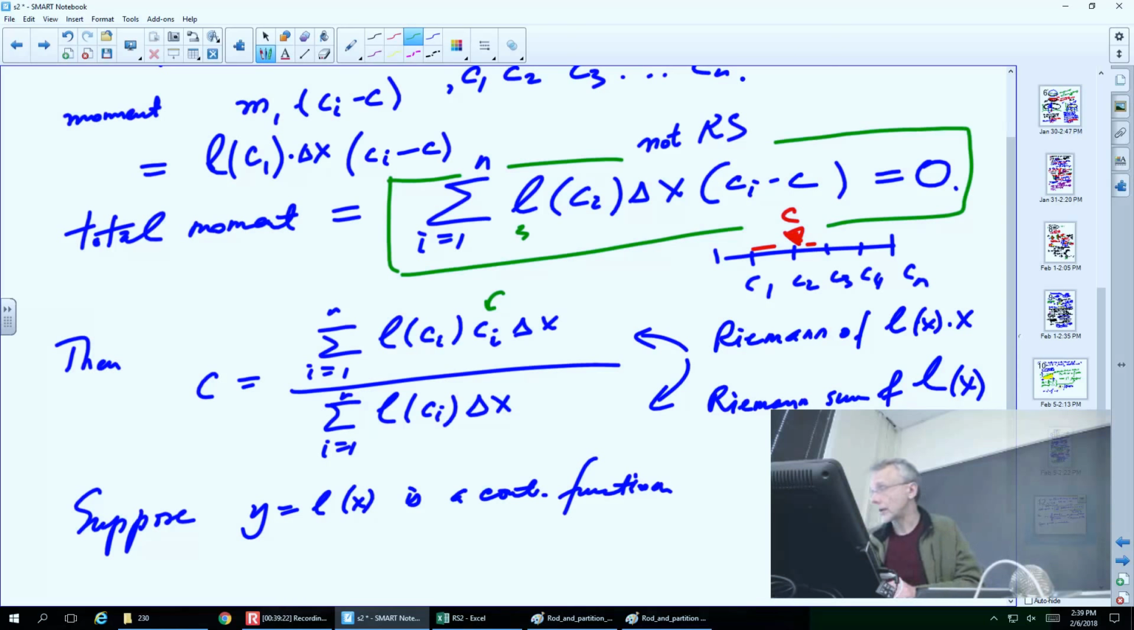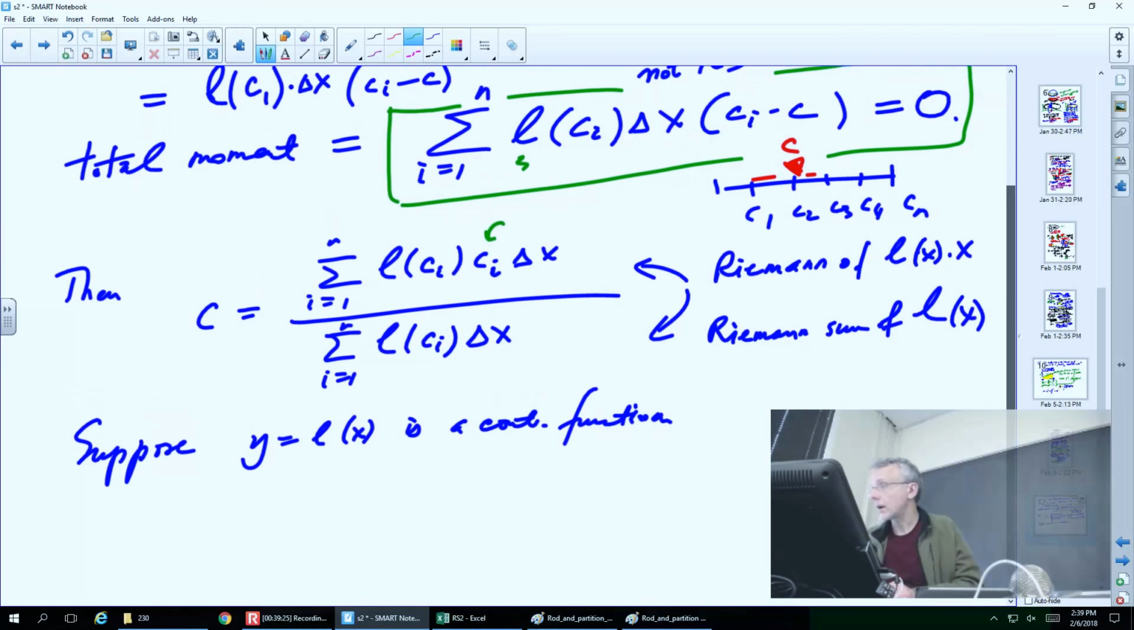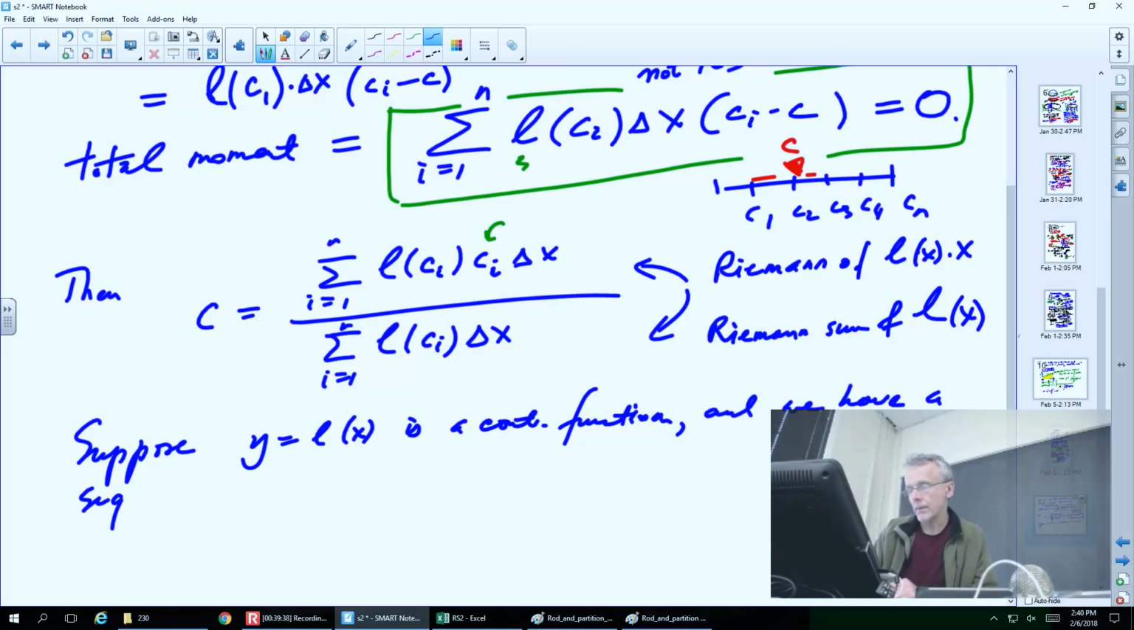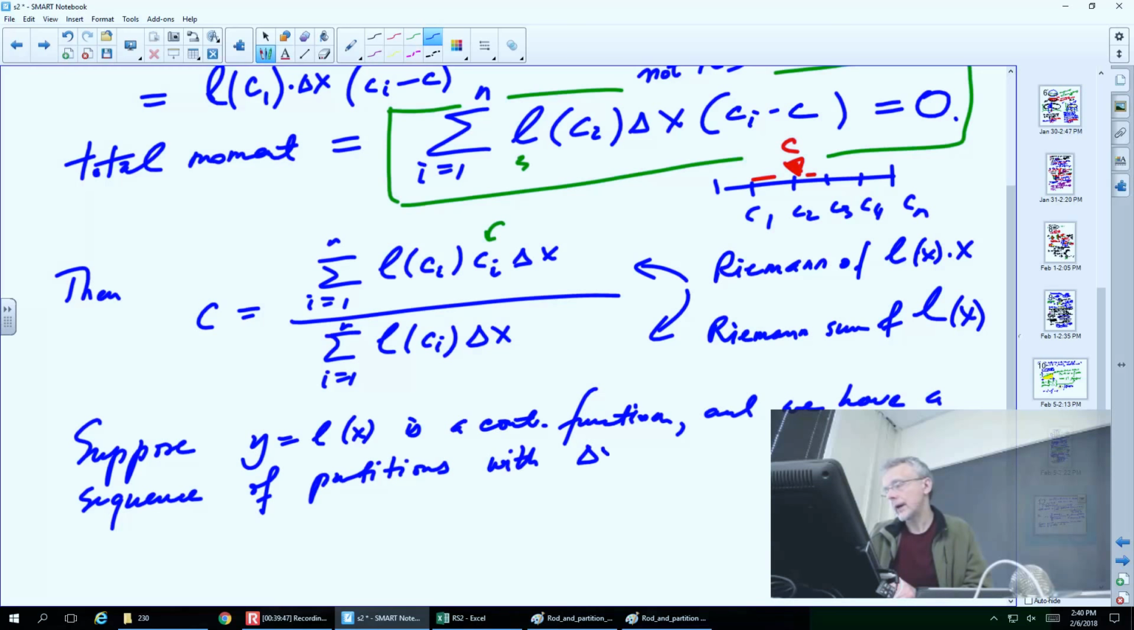And so I will do that with the balance equation. Suppose we have a continuous function and a sequence of partitions with delta x going to 0. Or the same as to say n goes to infinity, delta x goes to 0, so they become infinitely thinner, there are more and more of them. Then what happens to the balance equation?